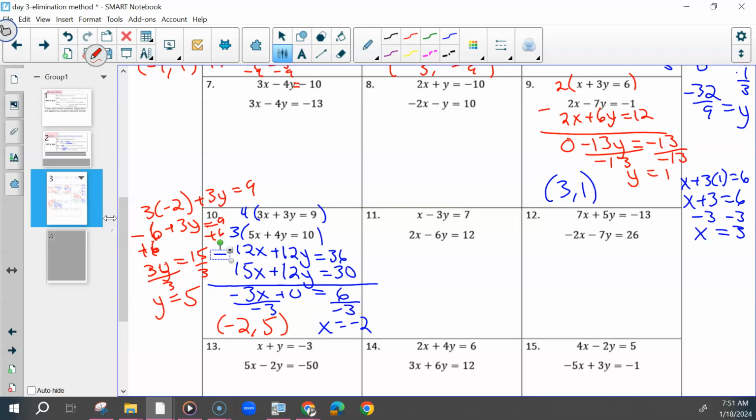Let's go back to number 7. Right now we have similar coefficients. Do we want to eliminate the x or the y? Okay. So if we're eliminating x, would we add or subtract? Subtract. Okay. And if we subtract, what happens to both the x and the y? They cancel. So 0 plus 0. And then negative 10 minus negative 13 is really plus.